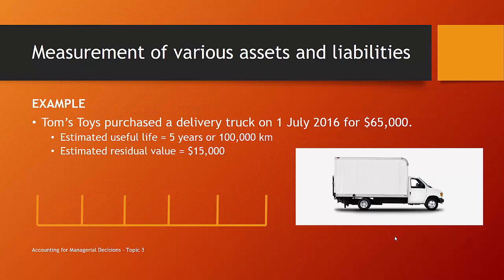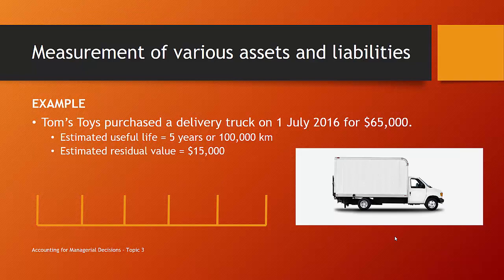In this case, Tom's Toys, they've decided to purchase a delivery truck on the 1st of July 2016 for $65,000. The estimated useful life is only 5 years. Obviously not a great truck, or only 100,000 kilometers. That's not that far. But anyway, I digress. The estimated residual value is $15,000.